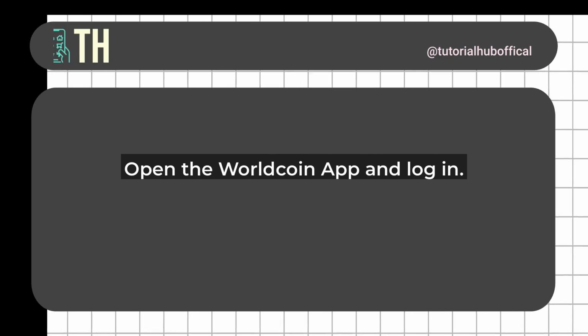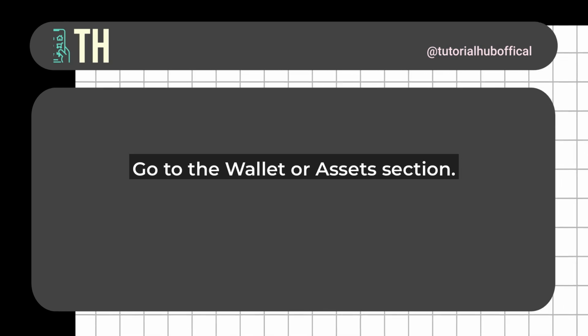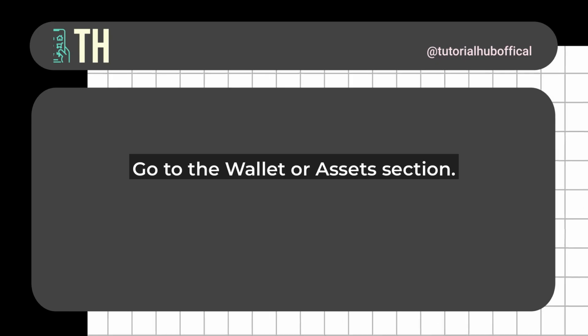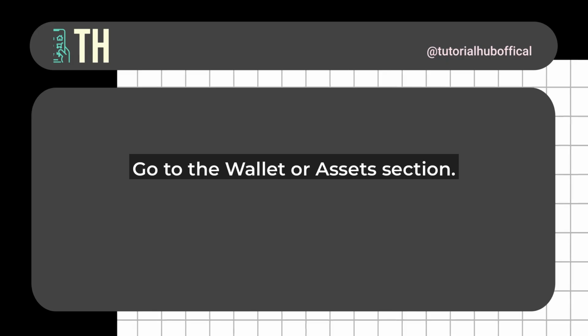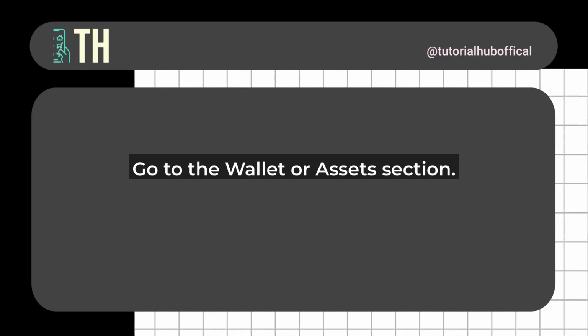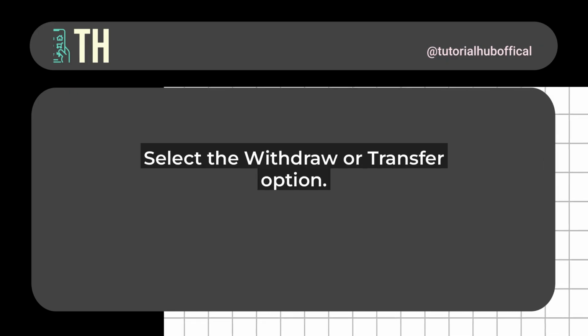Step 1. Open the Worldcoin app and log in with your credentials. Once you're in, head over to the Wallet or Assets section to view your available funds. Step 2. Look for the Withdraw or Transfer button. It's usually easy to find. Tap on it to start the process.